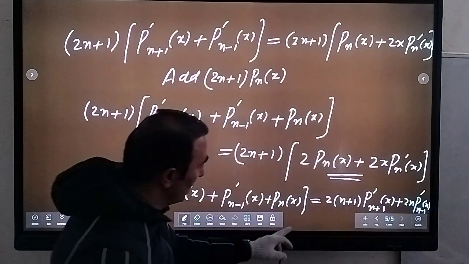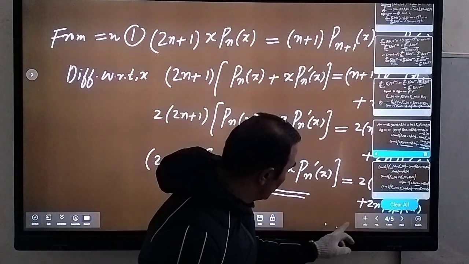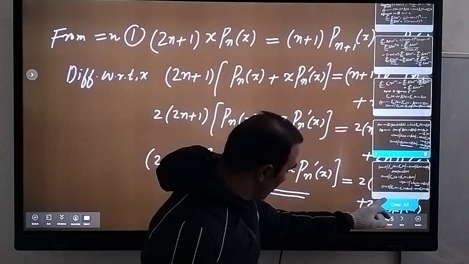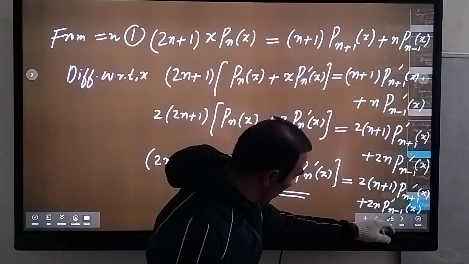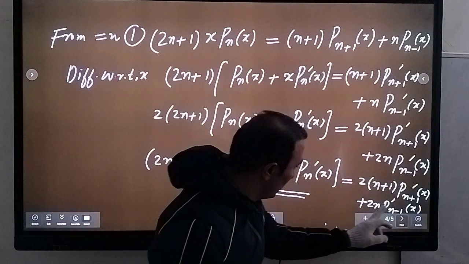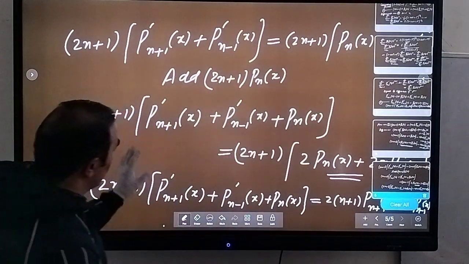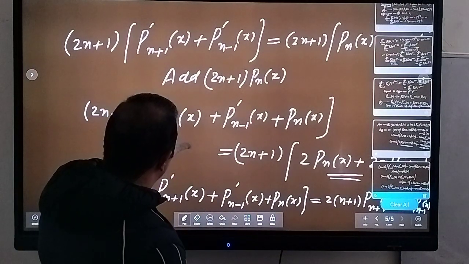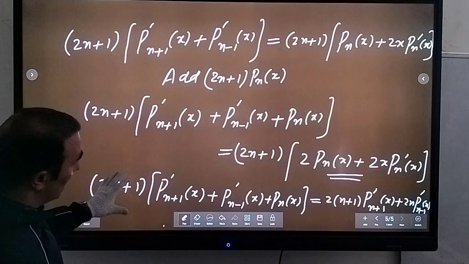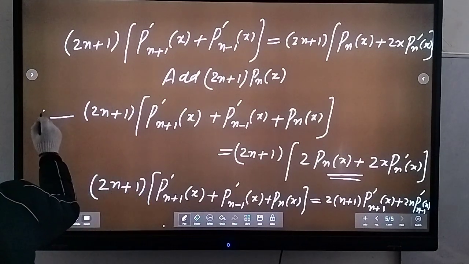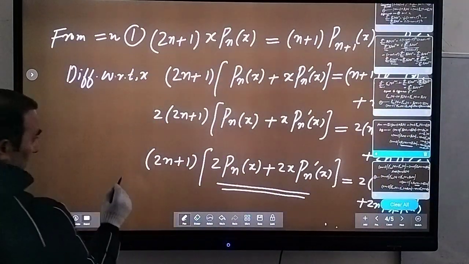So what will come here? Because in its place, which term will come? That is 2 into that (n plus 1) P dash of n plus 1 of x plus 2n P dash of n minus 1 of x. That is what I wrote, because these will be equal. Because if you equate this, compare this equation with the other equation, then we will have (2n plus 1), or you can write this as equation x, and suppose this is equation y, so better is to write this way.